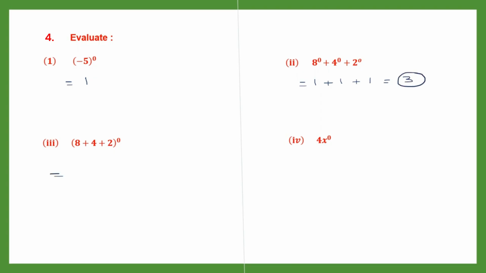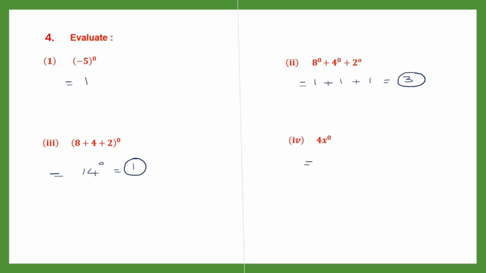Now here it says 8 plus 4 plus 2, the whole thing raised to the power of 0. So the whole thing raised to the power of 0 is 1 only. But we can still solve it. 8 plus 4 is 12. 12 plus 2 is 14. 14 raised to the power of 0 is 1. So the answer here also is 1.